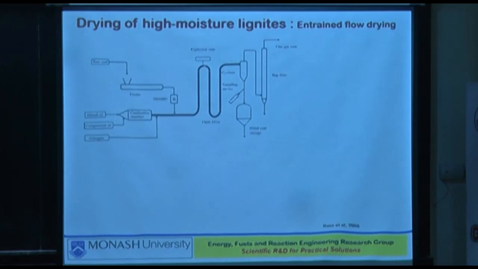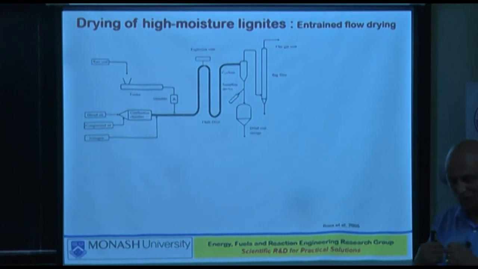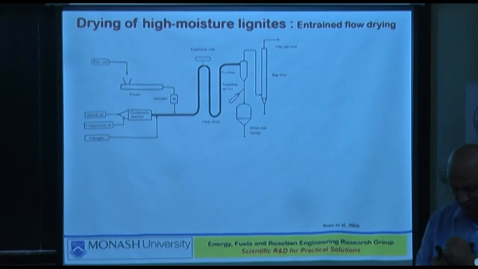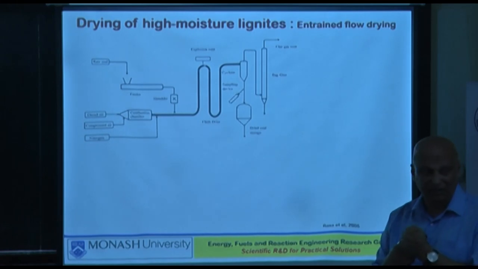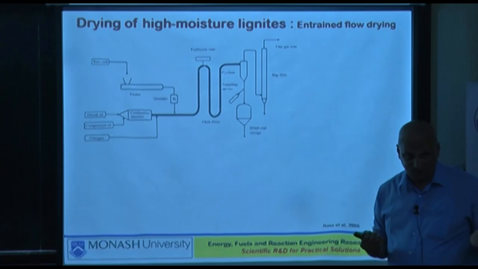Then we tried the lignite CRC entrained flow drying. Entrained means the drying gas and the coal particles, the dried moist and the dried coal particles, will always be entrained inside the gas, and there is a difference. Whenever you are entraining it, that means the dryer is not seeing anything other than the entraining gas, so it is really drying very, very well. Same thing happens for the entrained flow gasifier as well.